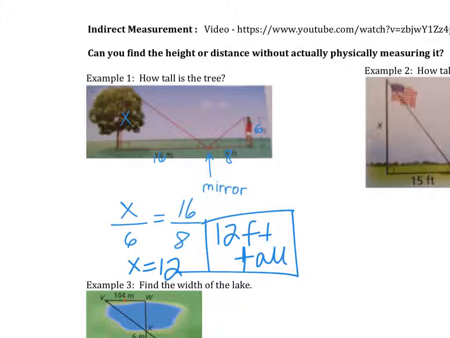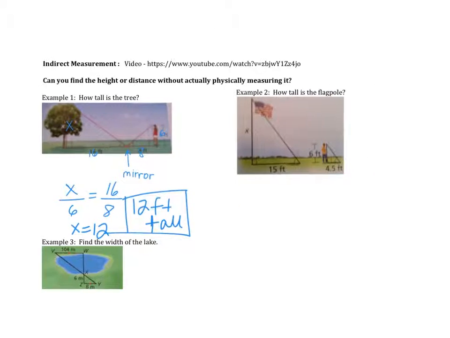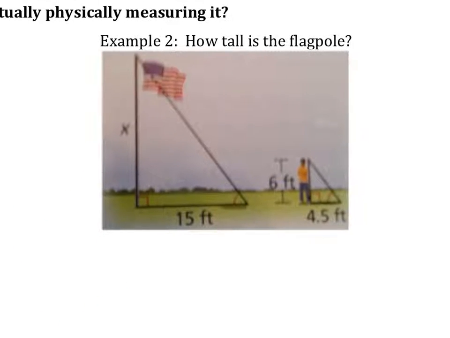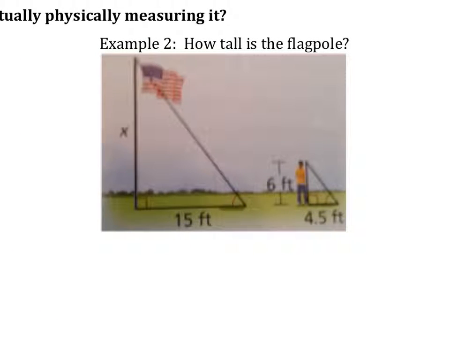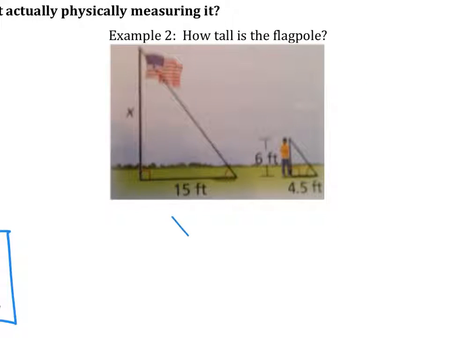I'm going to go over one more and then I'll have you try the last 2. Another way that you can get similar figures in nature is by using shadows, because the sun hits at the same angle, as long as it's the same time of day. And so these shadows will be corresponding just like the heights are. So you could say the height of the flagpole, the height of the person is proportional to the shadow of the flagpole and the shadow of the person. Cross multiply and solve.